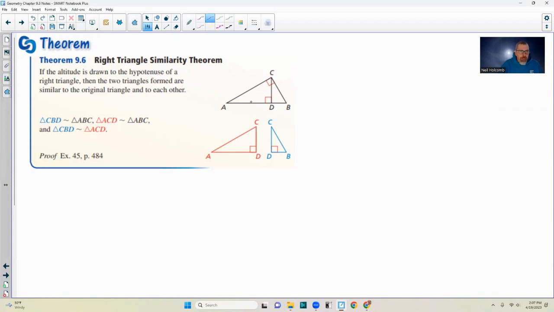So if you had triangle ABC originally, and you drop an altitude CD perpendicular to the hypotenuse, which was AB opposite this right angle, then you form triangle ACD and triangle CDB. This triangle is similar to this triangle, which is similar to the original triangle. And that's all it means. We're going to be using the right triangle similarity theorem soon.